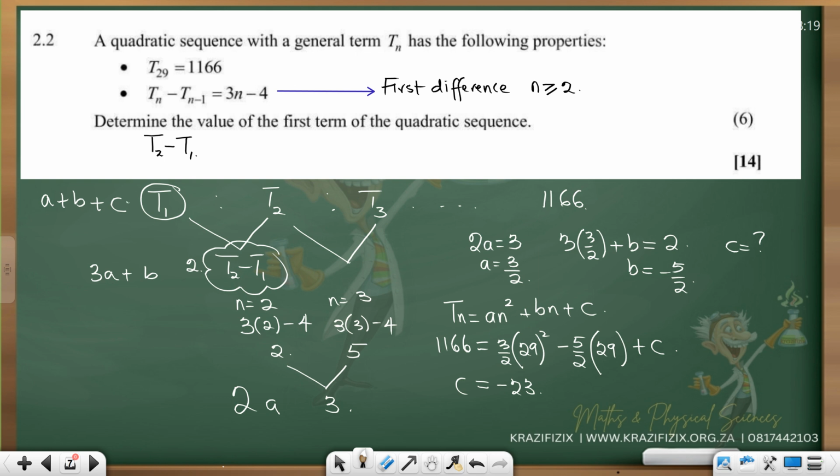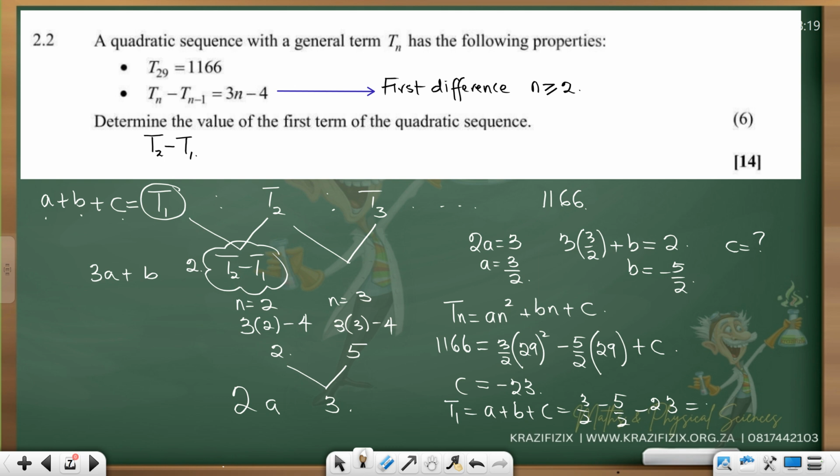Do you now see what T1 is? What is T1? A plus B plus C. Do you see that? Three over 2 minus 5 over 2 minus 23. And that should give you negative 24, I think. Negative 2 over 2, negative 1.